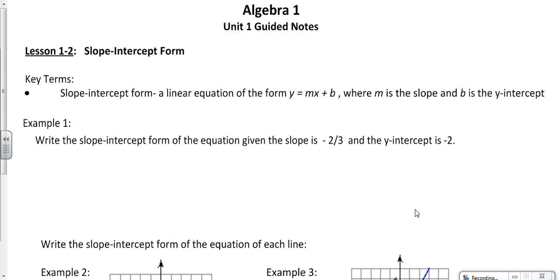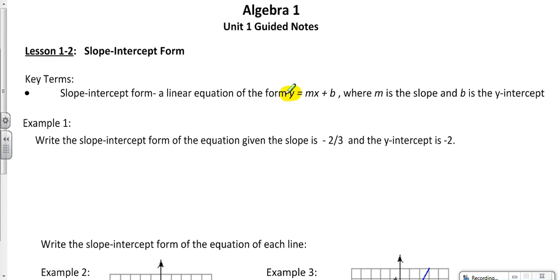Alright, this is the video lesson for lesson 1-2 of Algebra 1. We're going to talk about slope-intercept form. Now, we talked about the fact that some forms give you advantages in certain situations. And definitely, slope-intercept helps you when you need to graph.